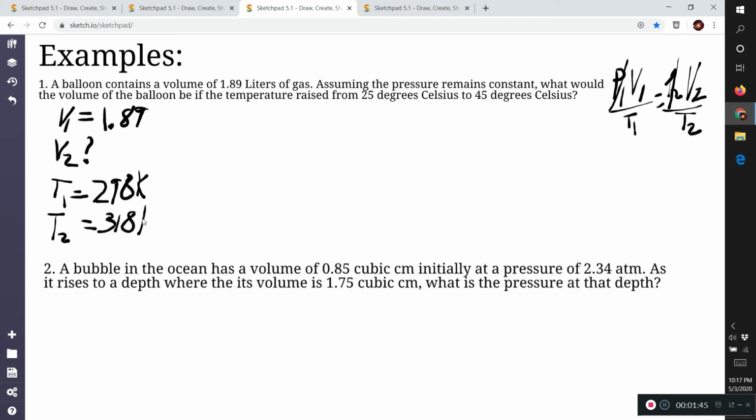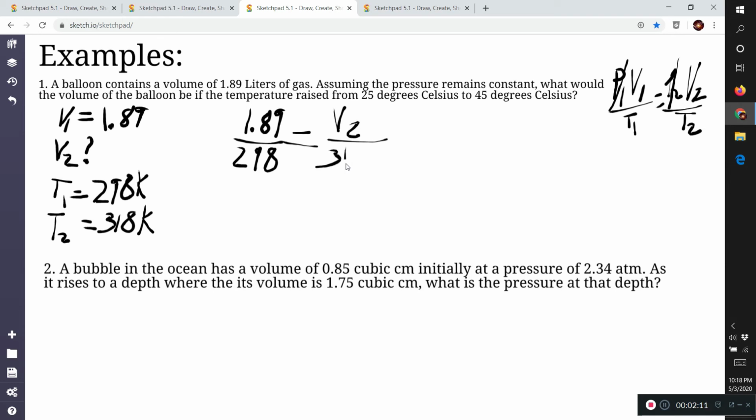So we simply fill in all our info. We have 1.89 over 298 equals V2, which we don't know, over 318.